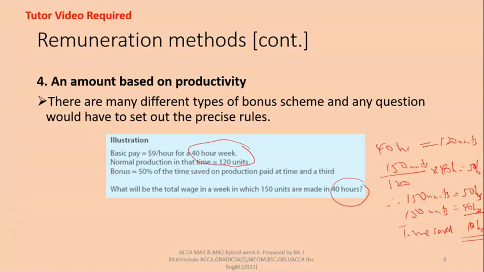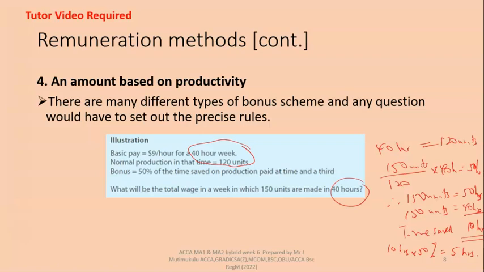But our bonus is paid at time and a third. Bonus is equal to 50% of time saved on production. So 50% of 10 hours. So you can see that our bonus time is just 5 hours.